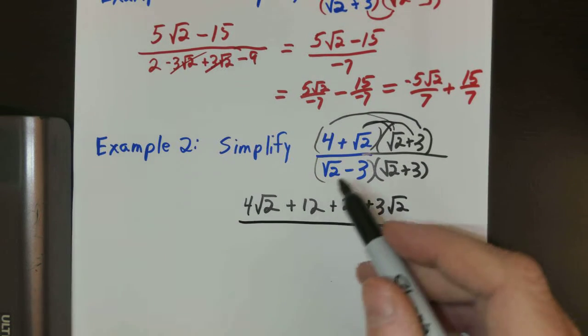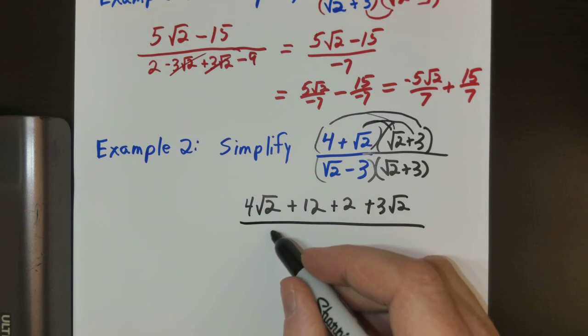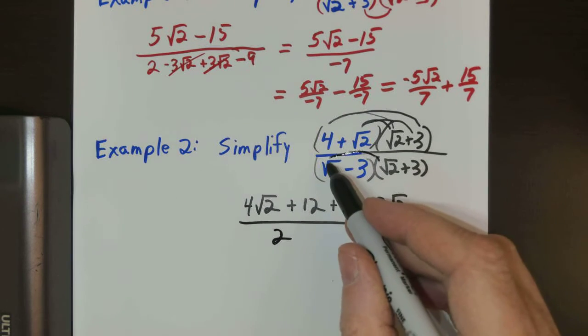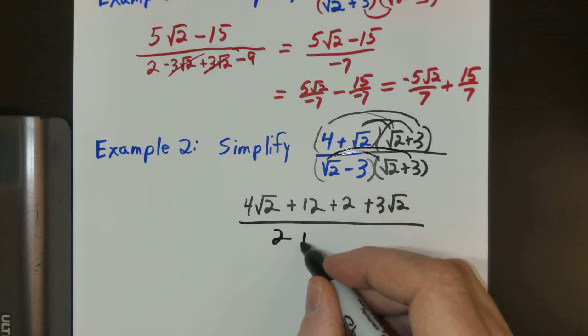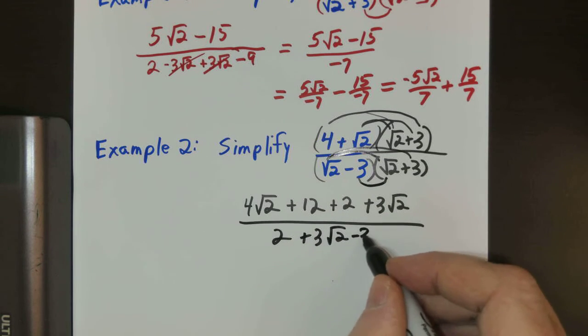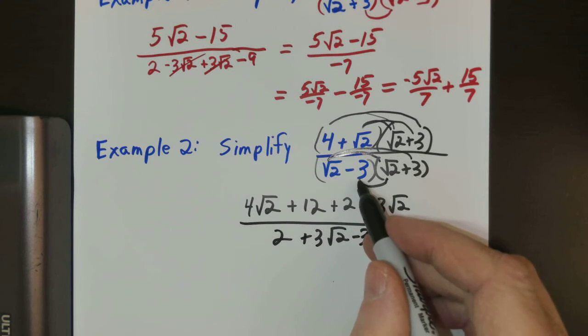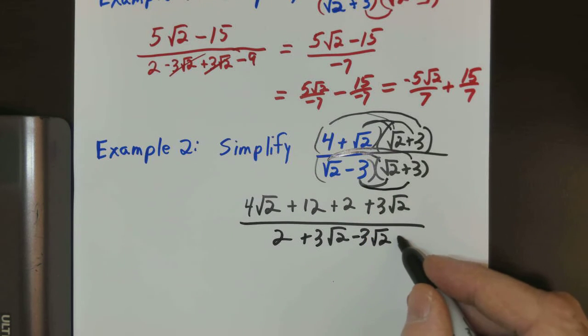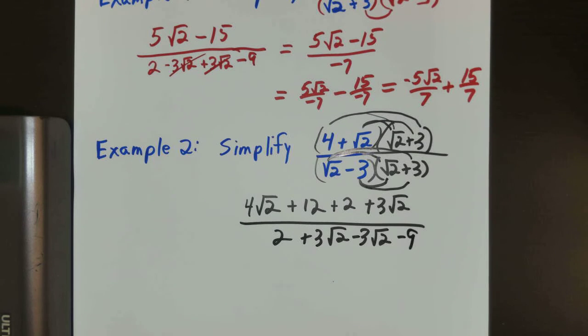On the denominator, square root of 2 times square root of 2 is 2. Outside, that is positive 3 radical 2. Inside, that's negative 3 radical 2. And last, negative 3 times 3 is negative 9.